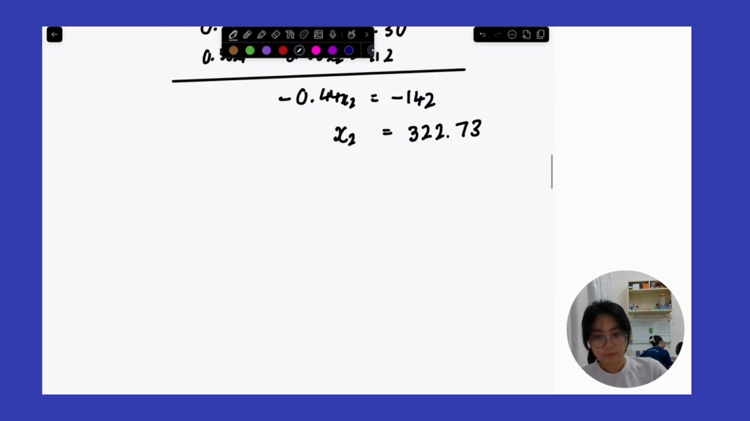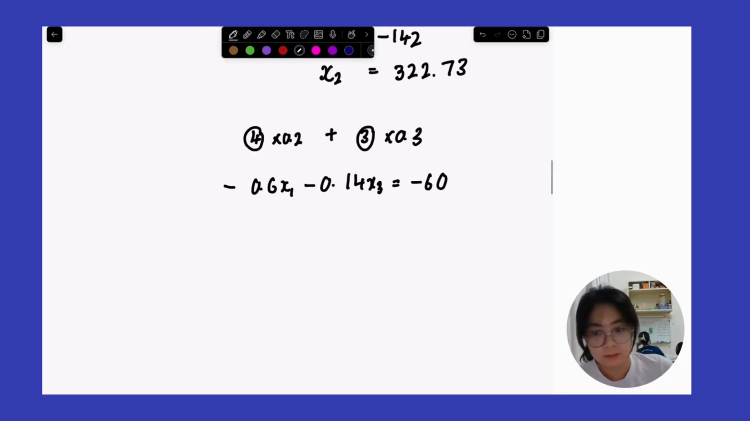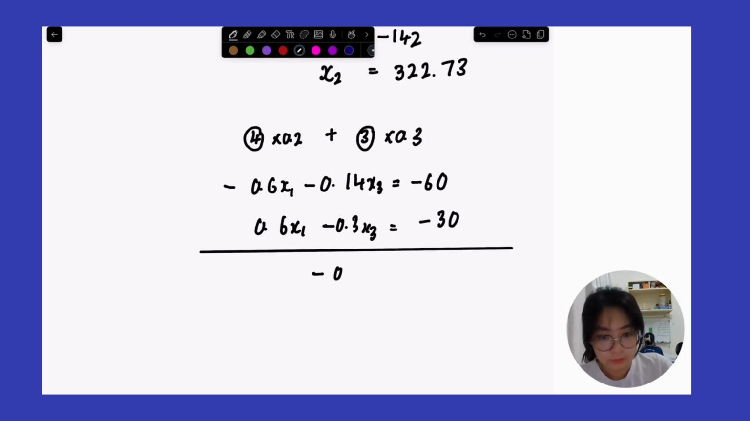So we can find x2 will become 322.73. Now we can find our x3 by using equation 4 times 0.2 plus equation 3 times 0.3. So equation 4 will become negative 0.06x1 minus 0.14x3 equal to negative 60, plus 0.06x1 minus 0.3x3 equal to negative 30. So you will get negative 0.44x3 equal to negative 90.